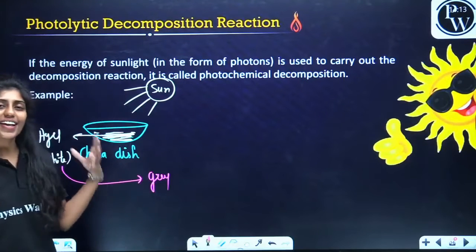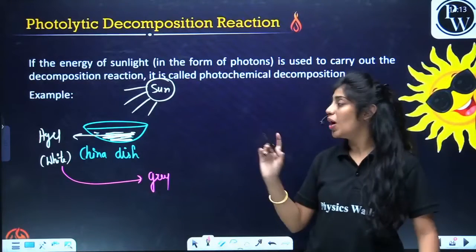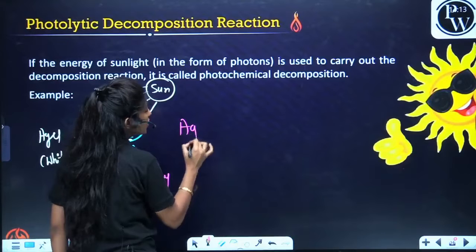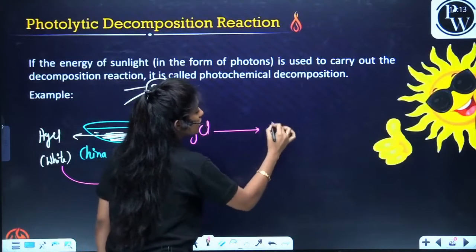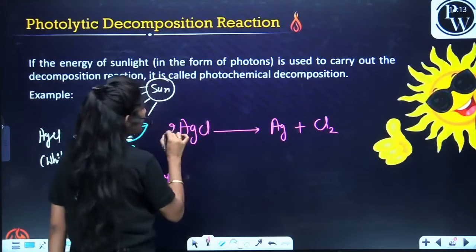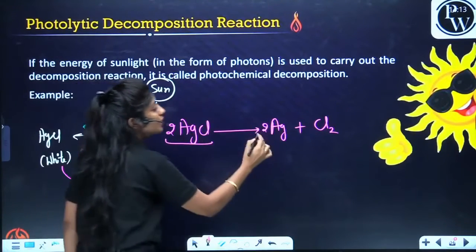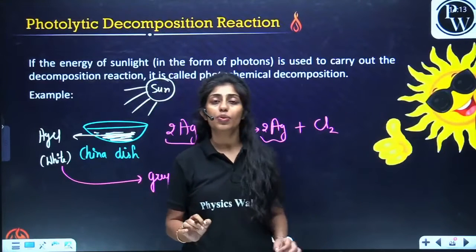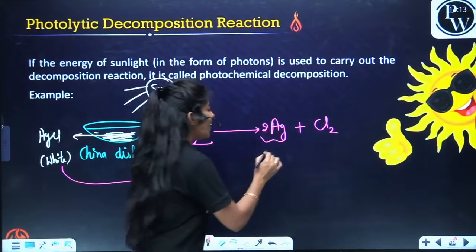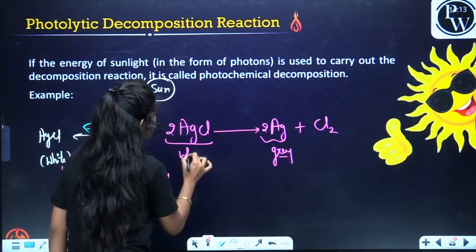That's a characteristic of a chemical reaction: a change in color. So I will let you know what kind of reaction is occurring here. AgCl is decomposing into Ag and Cl2 gas. This is the white colored compound, while this is elemental silver. You know the color of elemental silver, which is gray. So white to gray. The change is from white to gray.